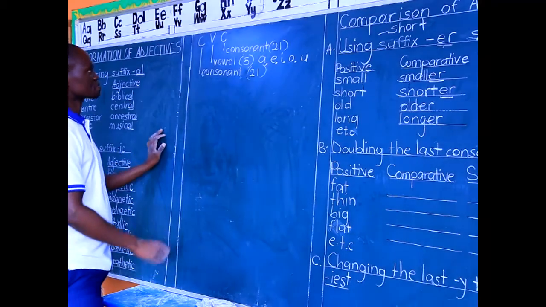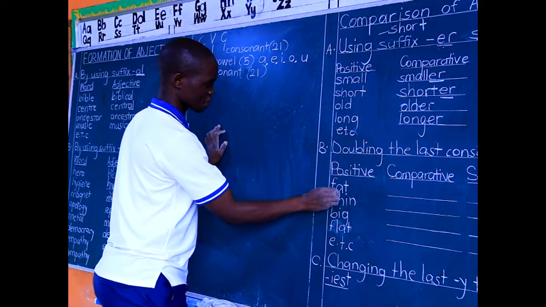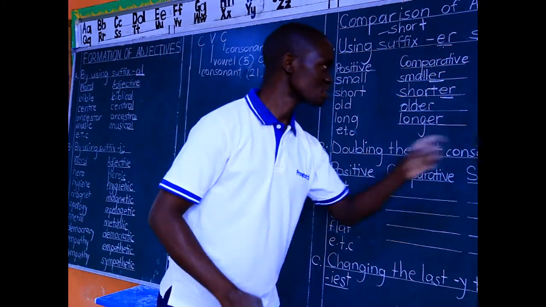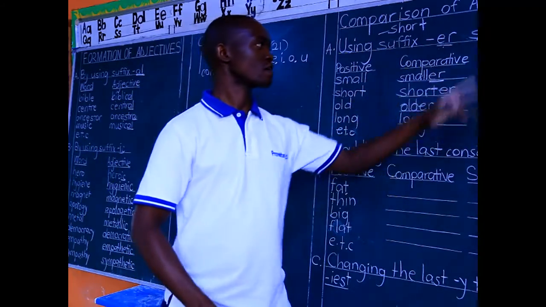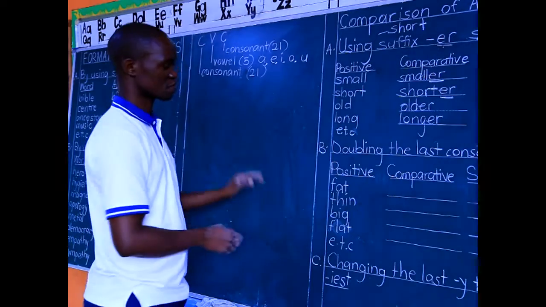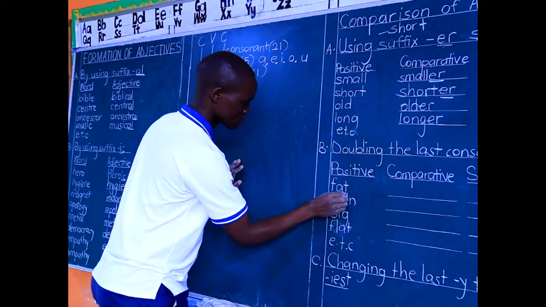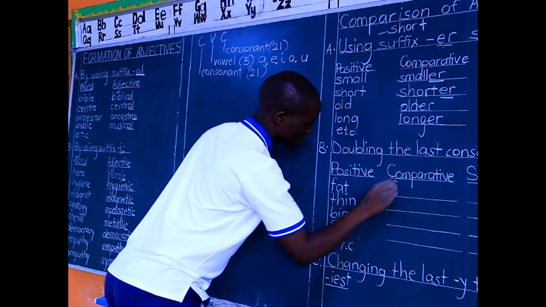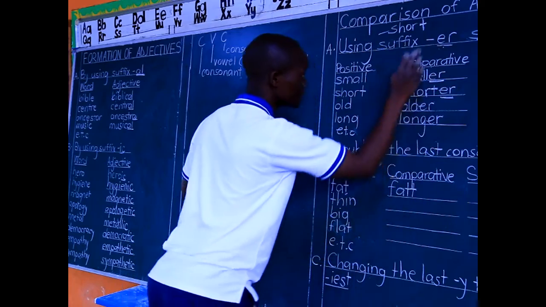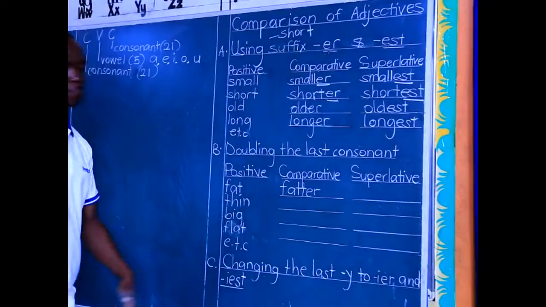So what happens? If you see a consonant, a vowel, and a consonant, the teacher has told you, you double the last consonant before you think of adding ER and EST to form the comparative and the superlative respectively. So let's try it out, doubling the last consonant. The last consonant in this case is T. F-A-T. Double it before you add ER. Doubling we are done, now add ER to form fatter.